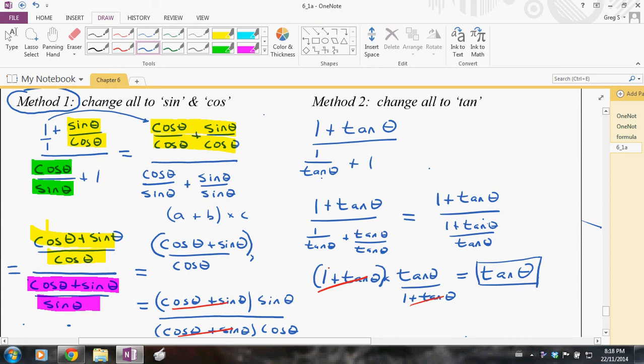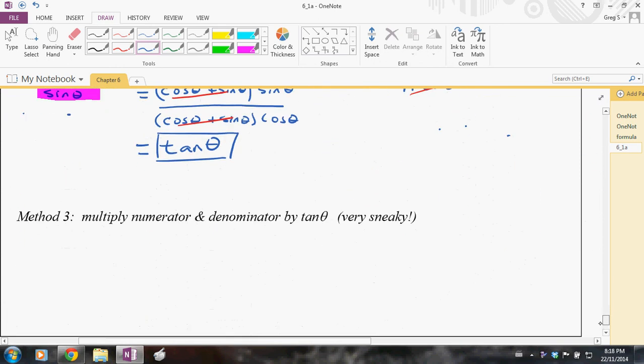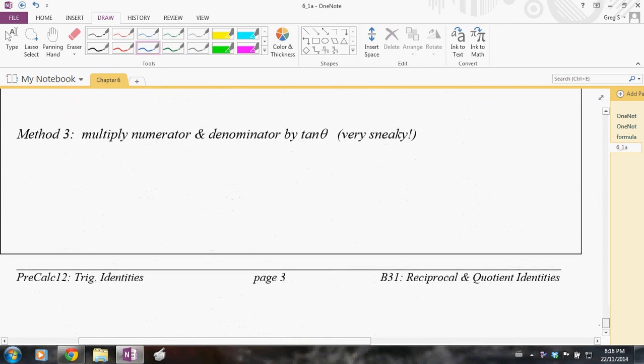So again, a bit more sophisticated, instead of turning all the way down into sine and cos, to recognize, to start thinking ahead and say, hey, this might just work if I have a tan theta and I have a cotan theta. So how about if I switch them both to tan, and that turned out to be a very good way to do it. If I go on here to method number 3, this one is rated as very sneaky.